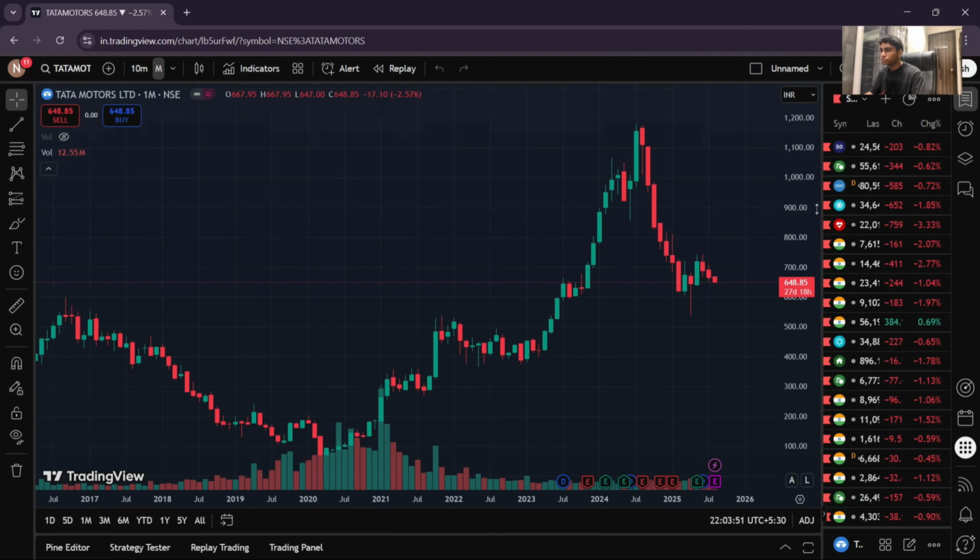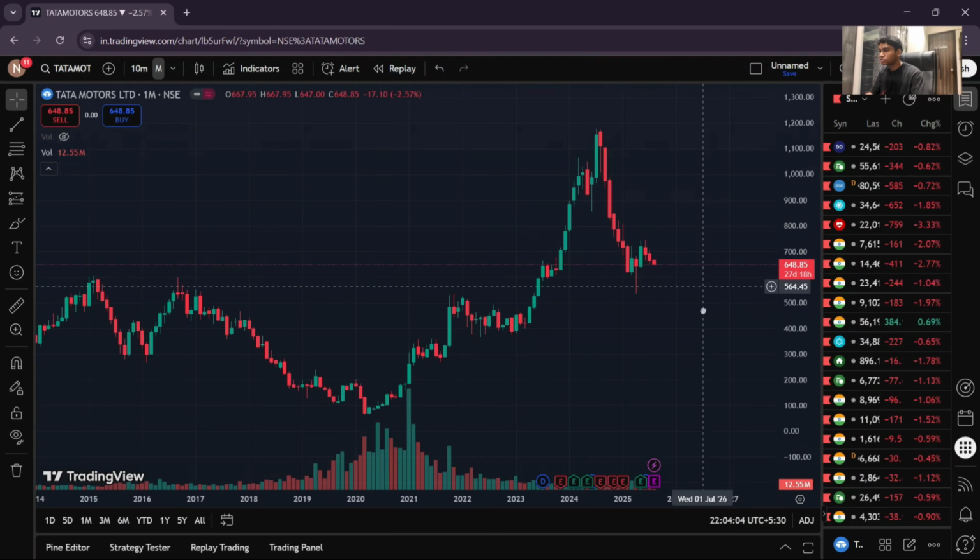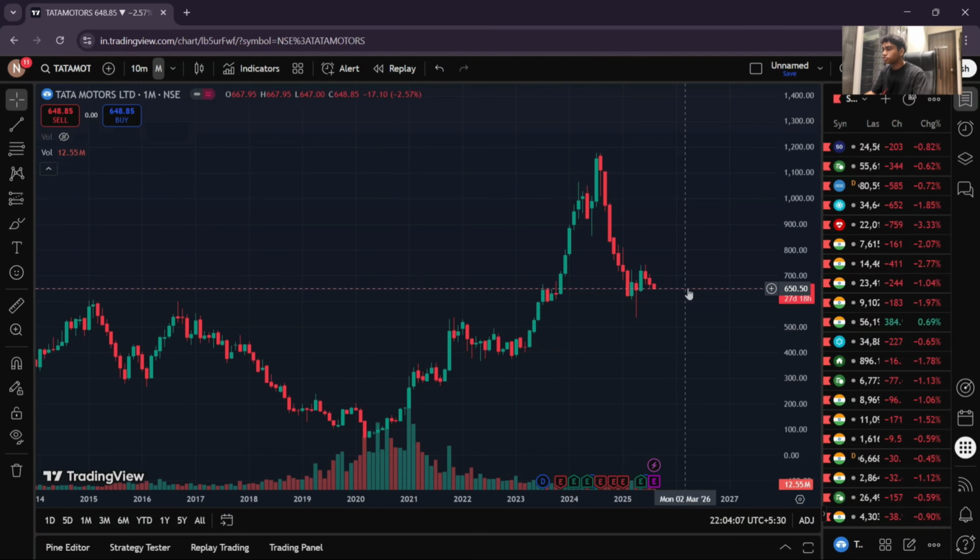Okay, so generally you will be directed to this page directly, but if you are not, you can do it that way. I'm regularly using it, that's why it might have been opened directly. But yeah, this is the thing. So this is the basic interface of TradingView.